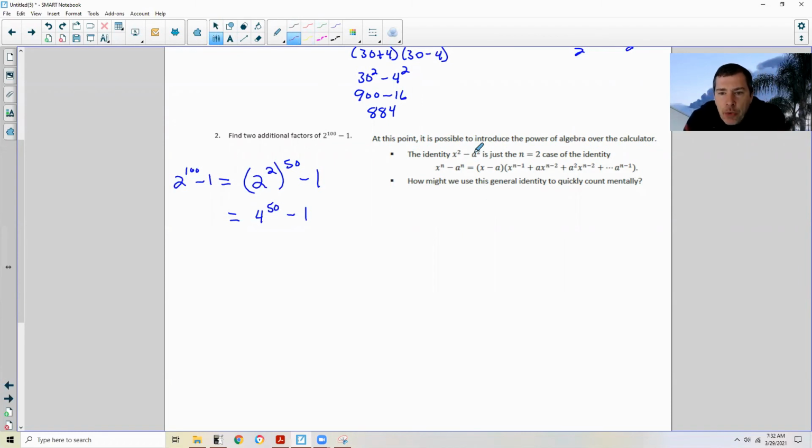The identity x squared minus a squared is just the n equals 2 case of this identity here, where x to the n minus a to the n equals x minus a times x to the n minus 1, plus a x to the n minus 2, plus a squared x to the n minus 3, and so on, all the way out to a to the n minus 1. So how might we use this general identity to quickly count mentally?